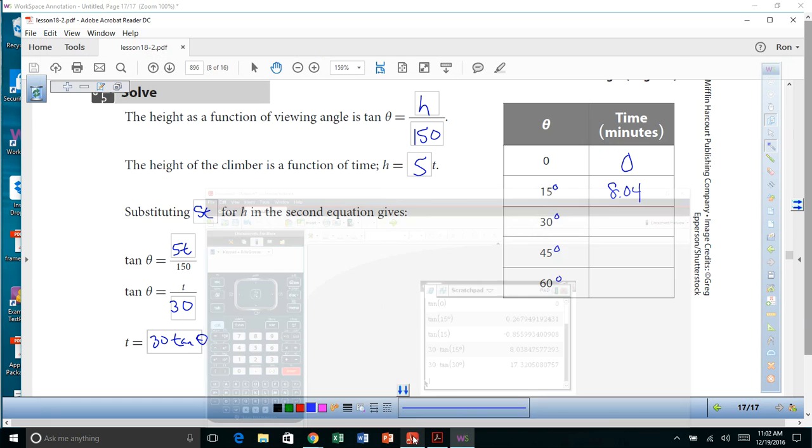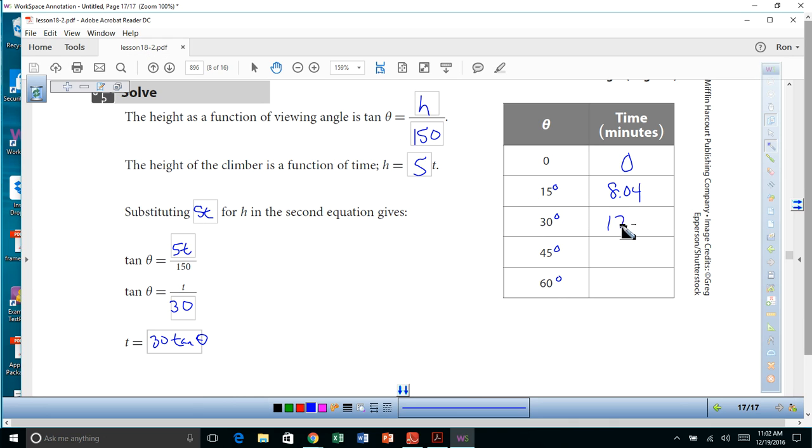That gives $17.32. And then you put in 45, and that gives you 30. And you put in 60, and that gives you 51.96.